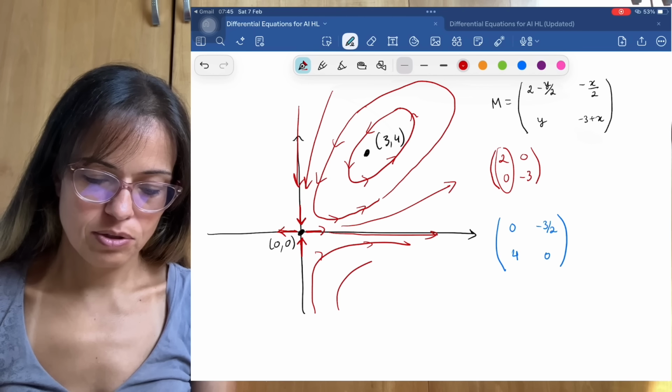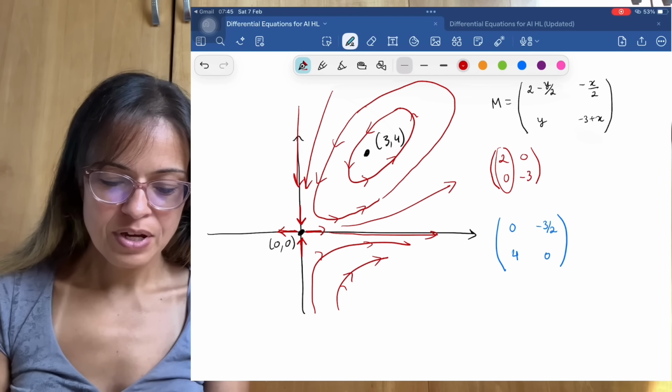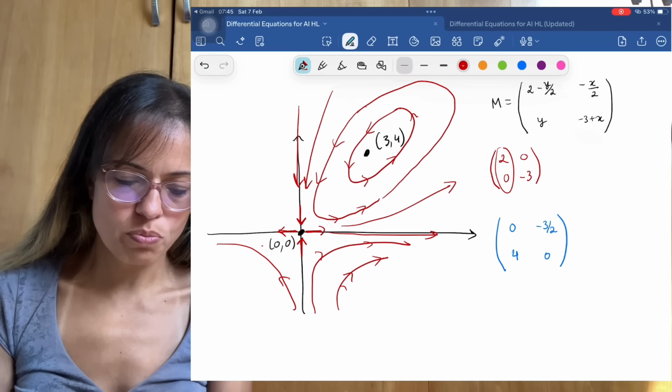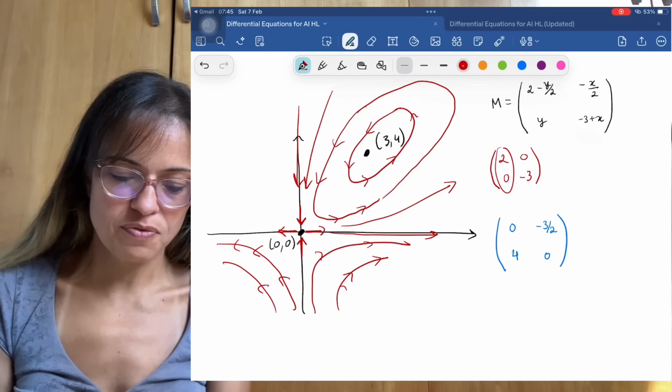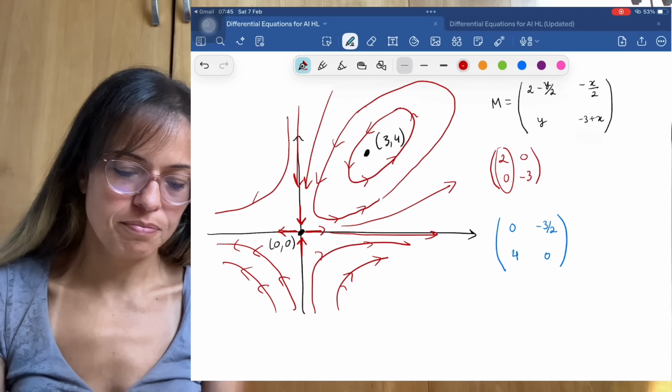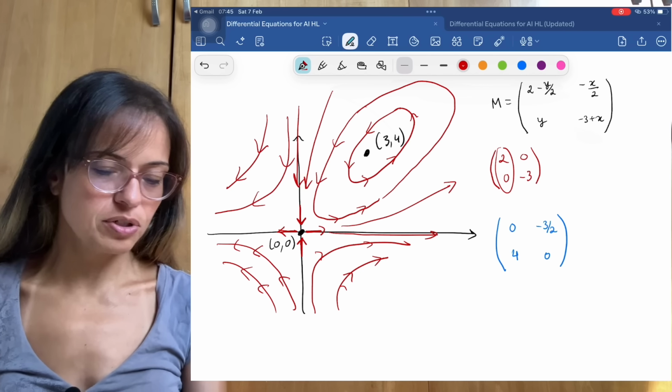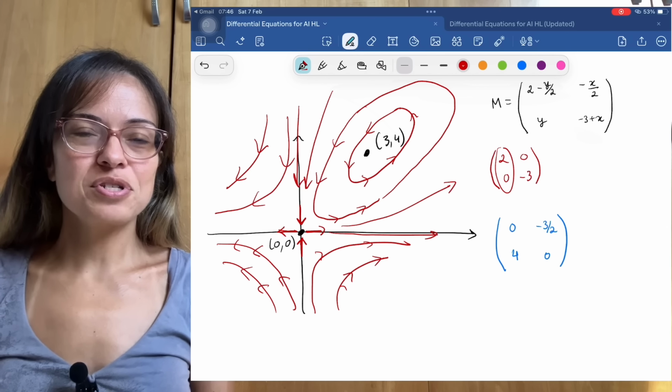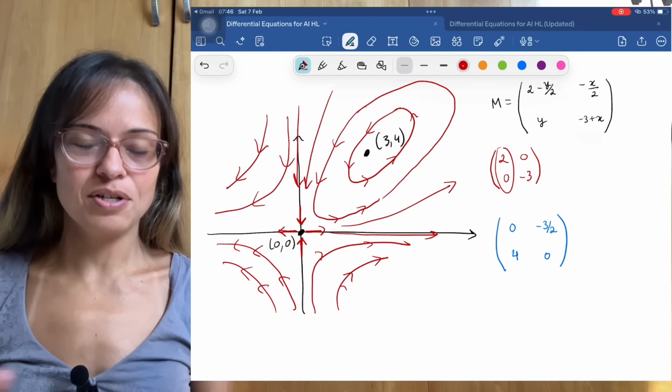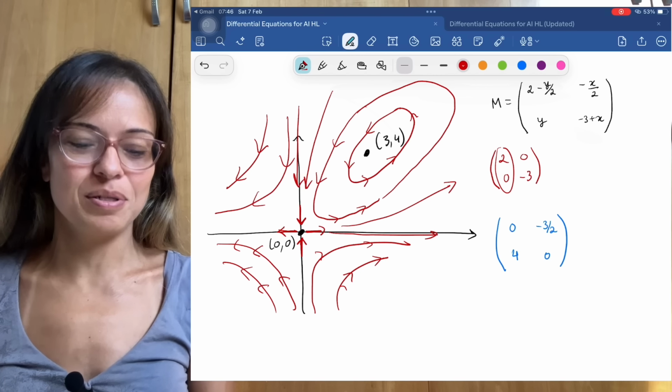So let's include trajectories down here as well. Unless he talked about the domain, because I think these were populations of something. Populations can't be negative. So maybe he doesn't want me to sketch the other quadrants. I don't know. But there you go. This is one of the most interesting things in the whole of the AIHL syllabus, in my opinion.